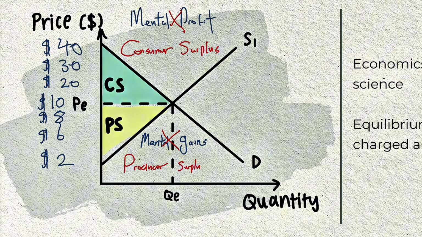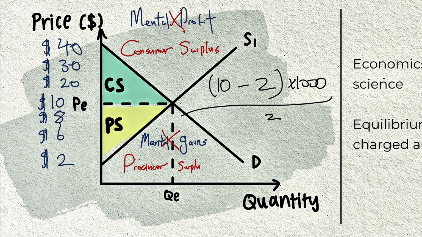And in order to calculate the producer surplus, take the equilibrium price, which is $10, and subtract $2, which is the lowest price that producers are willing to accept. And then we multiply that by the quantity, and then we divide that by 2. And the producer surplus is $4,000.